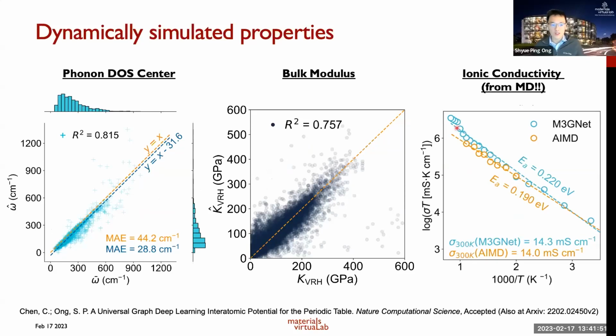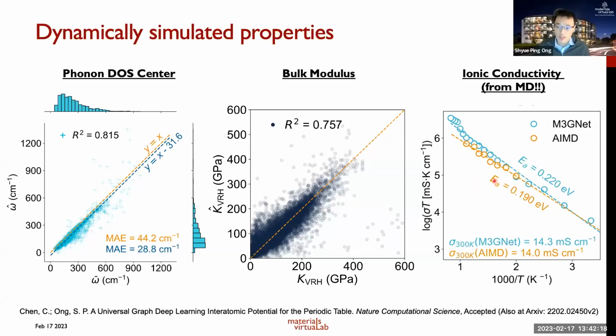So you can even calculate things like the phonon DOS center, okay? You calculate the phonon dispersion, and you look at the center of the phonon DOS, density of states. And what we found was that essentially we can get the center of the phonon density of states to a fairly good accuracy. We can simulate things like the bulk modulus, okay, just from finite displacements. And we also can get the bulk modulus to very good accuracy.